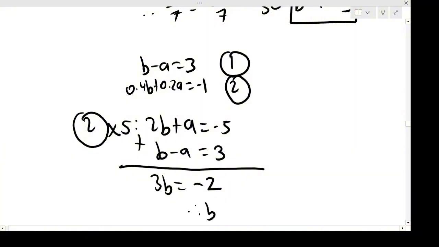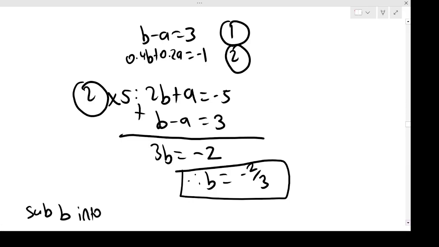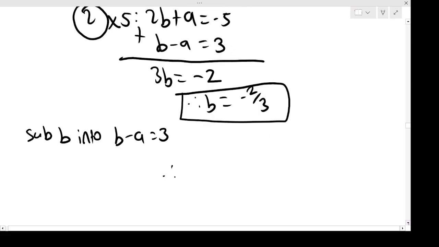Okay, so I'm going to get 3B is going to be -5 add 3, which is -2, right? Therefore B divided by 3, I get -2/3. Okay, and there we are. So then to find the A component, I'm going to sub B back into, let's say, the first equation. So, -2/3 for B, minus A is 3. Therefore, A, solve this equation, I get -11 over 3.